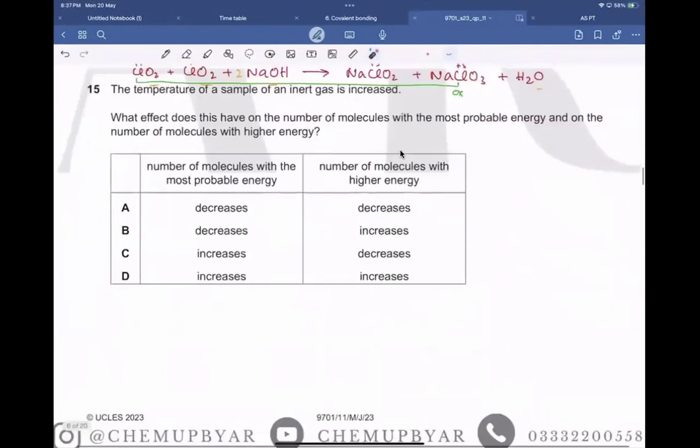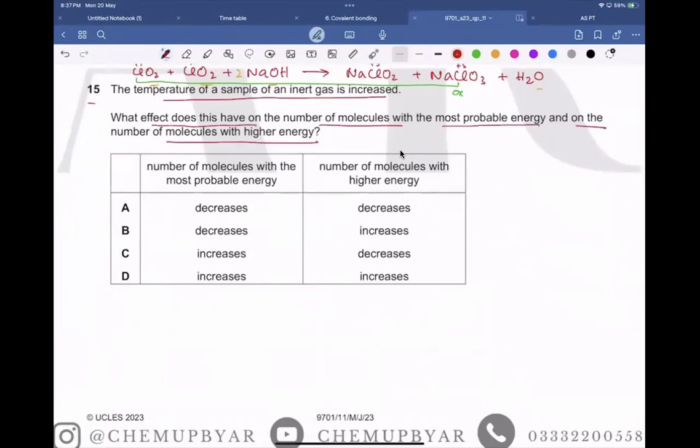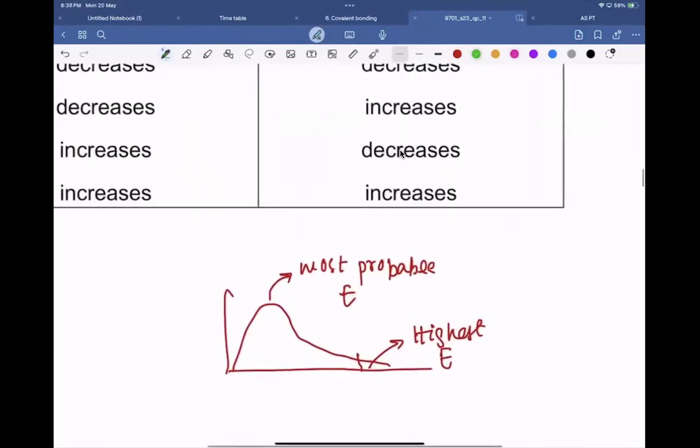Okay. Now, question number 15. The temperature of a sample of an inert gas is increased. What effect does this have on the number of molecules with the most probable energy and on the number of molecules with the higher energy? So if you recall the Boltzmann distribution at a normal temperature, this curve is like this, right? So this is the most probable energy, and this is the highest energy. Is this understandable? So when I increase the temperature, what affects it?